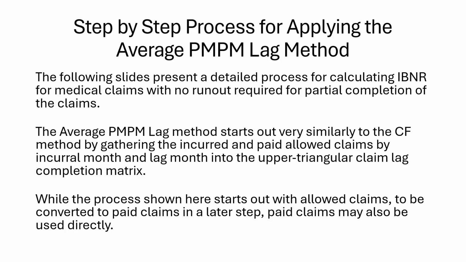The following slides present a detailed process for calculating IBNR for medical claims with no runout required for partial completion of the claims. The average PMPM lag method starts out very similar to the completion factor method by gathering the incurred and paid allowed claims by incurral month and lag month into the upper triangular claim lag completion matrix. While the process shown here starts out with allowed claims to be converted to paid claims in a later step, paid claims may also be used directly.